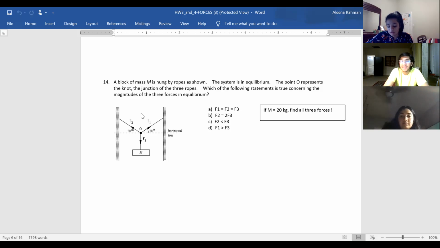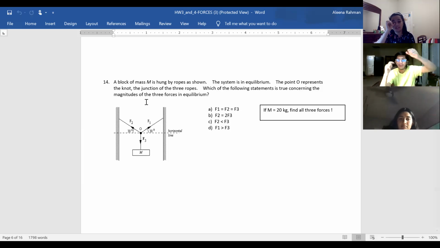Once again, I don't think there's a general way to do it. This one is really weird because it's hung by the ropes, but then there's also the point, and there's also a lot going on. What I confused at first was I confused the tension of the mass with the tension pulling down on the dot. And that's what confused me.